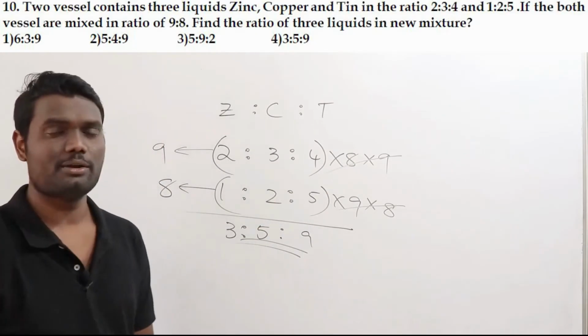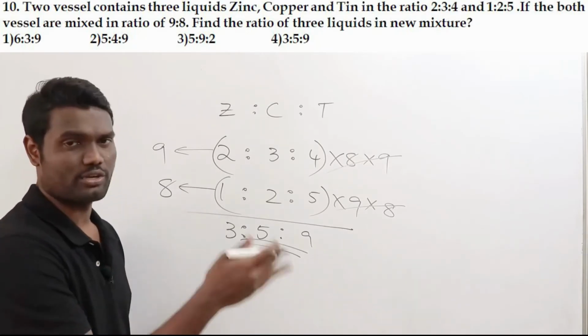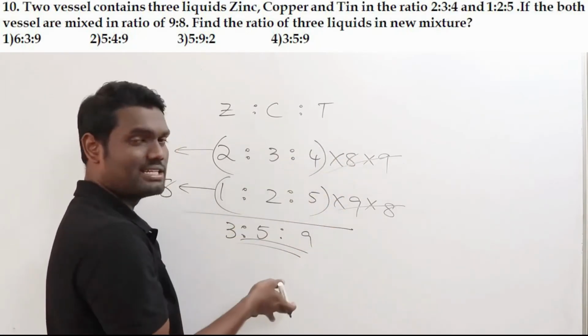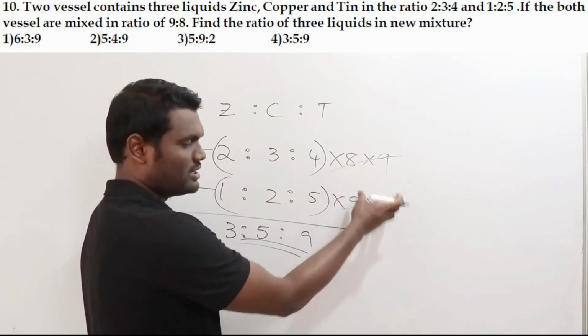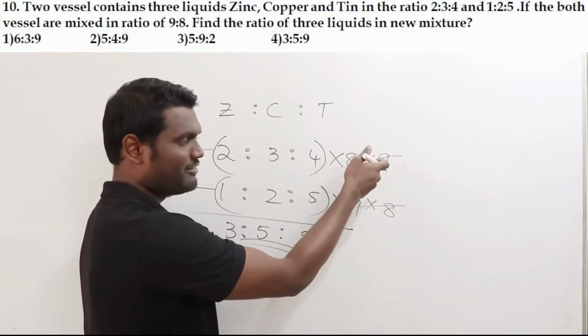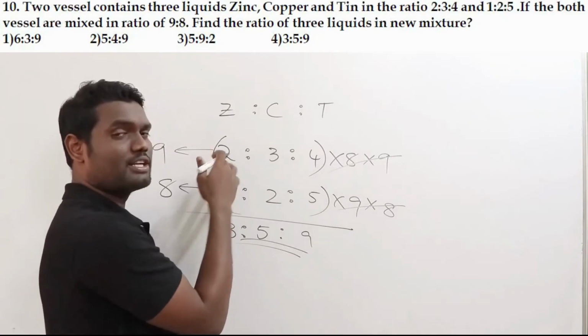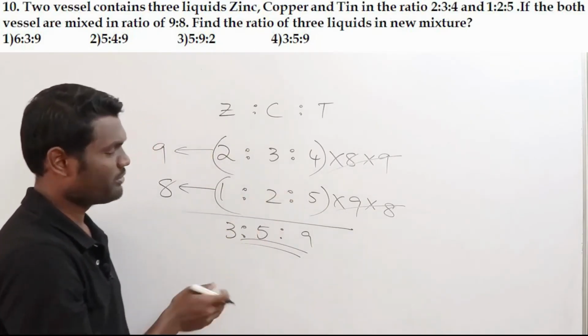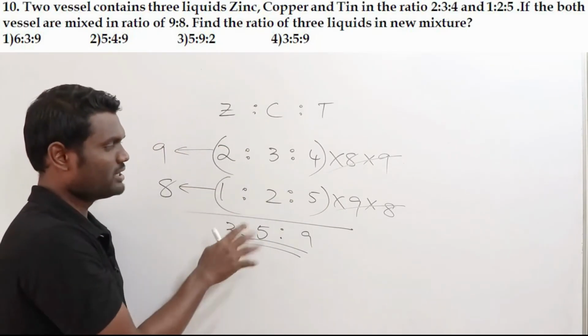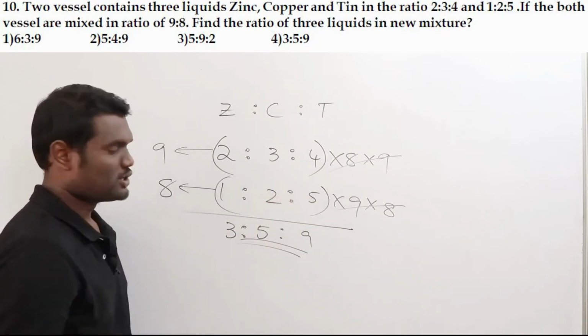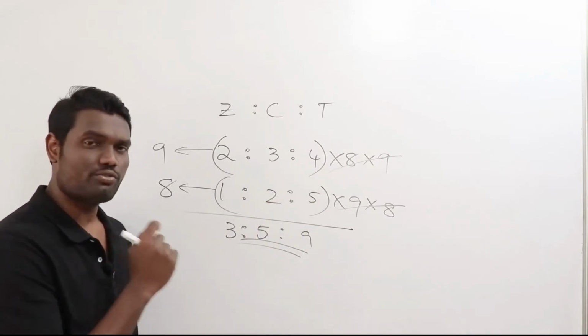So we can say that the resultant new mixture ratio will be 3:5:9. Now why are we adding directly here? Because this is 8:9, this is 9:8. As they got cancelled, anyway it will be 1, 1. Now 1 multiplied with the ratio is going to remain the same. So that is the reason we are directly adding 2 plus 1, 3, 3 plus 2, 5, 4 plus 5, 9. So we can say that the resultant mixture ratio will be 3:5:9.